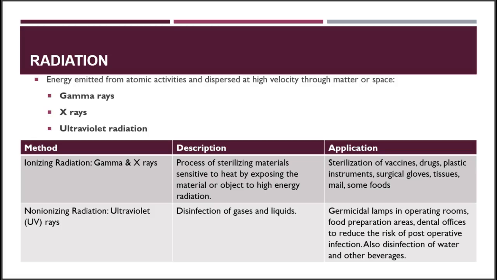Generally, we're going to reserve this for substances that are sensitive to heat. And that involves things like vaccines, drugs, some plastic instruments, surgical gloves, any tissues. After the anthrax scare in the 90s, mail is now, well, some mail, depending on its destination, is also exposed to ionizing radiation. And some foods as well is exposed to this type of radiation.